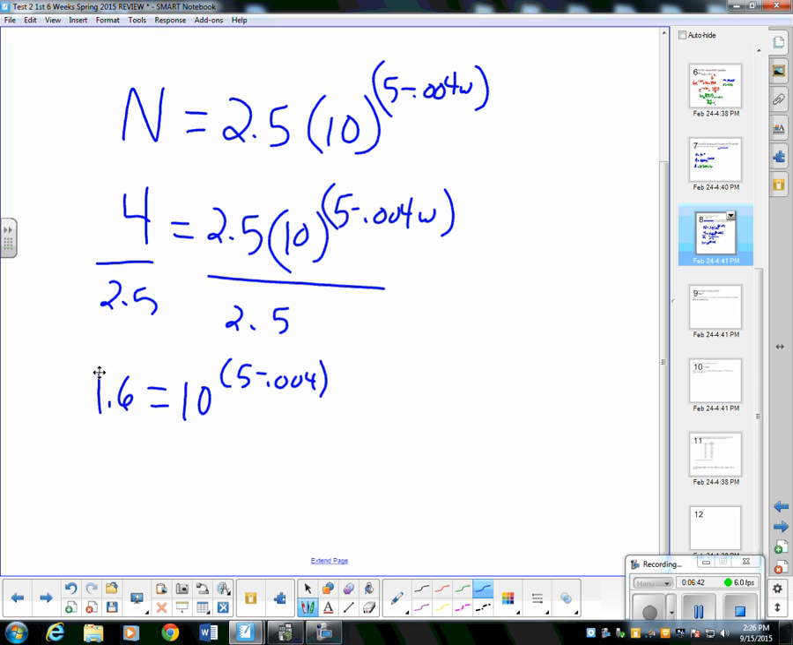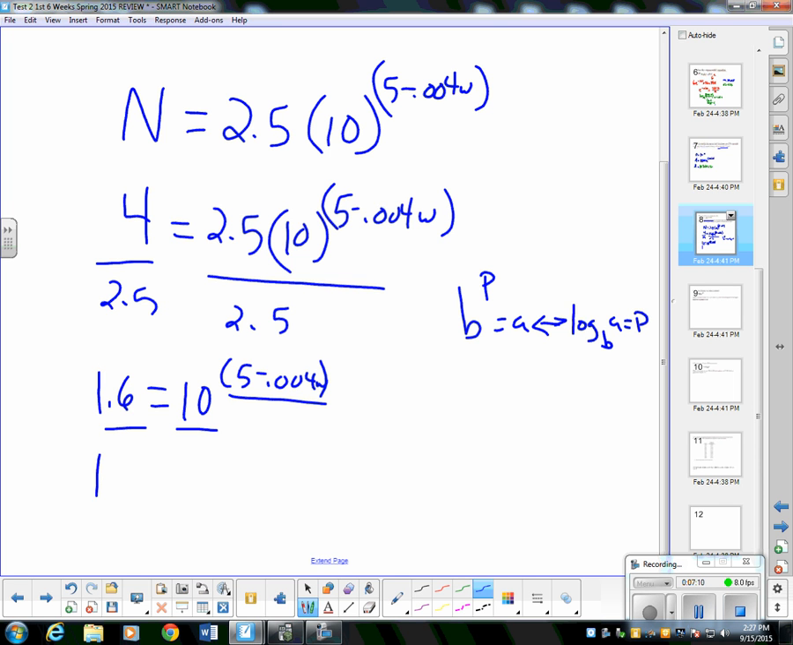So now we have base, power, answer. If you'll remember, base raised to a power is equal to the answer. That transfers to log base, answer, is equal to power. The B, P, and A are the same in both problems. So we know B is 10, P is 5 minus 0.004W, and A is 1.6.